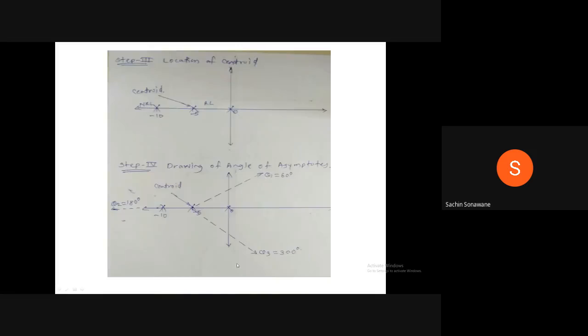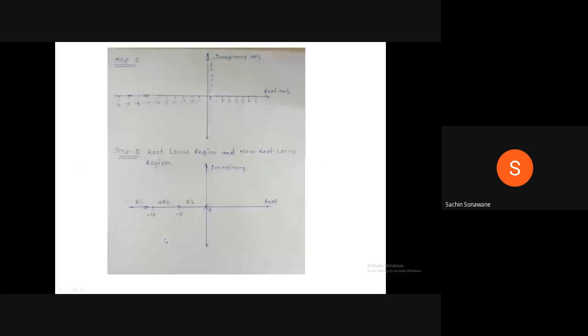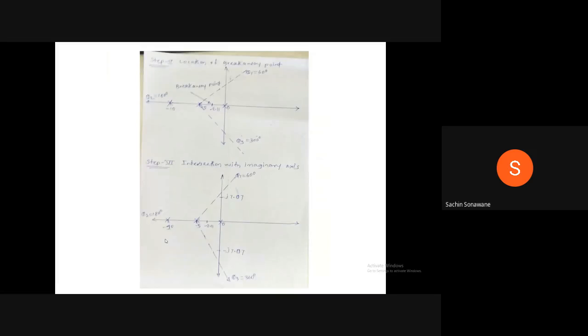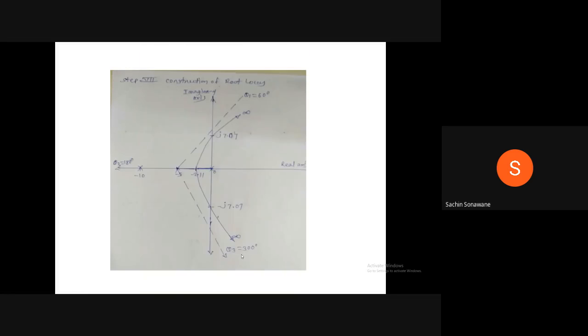Now intersection with imaginary axis, we have calculated these values. Intersection with imaginary axis, S is equal to plus minus J 7.071. Therefore, you have to indicate this value on the y axis, plus J 7.07 and minus J 7.07. And now you have to draw the root locus.